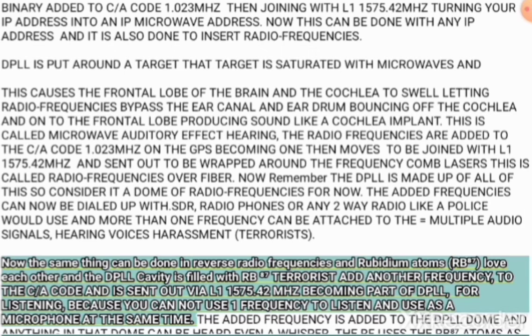Now the same thing can be done in reverse. Radio frequencies and rubidium atoms, Rb 87, love each other, and the DPLL cavity is filled with Rb 87. Add another frequency to the CA code and it is sent out via L1, 1575.42 MHz, becoming part of the DPLL for listening, because you cannot use one frequency to listen and use as a microphone at the same time.